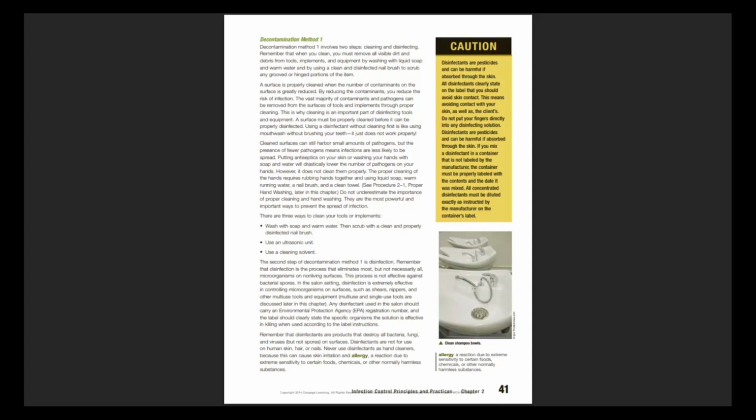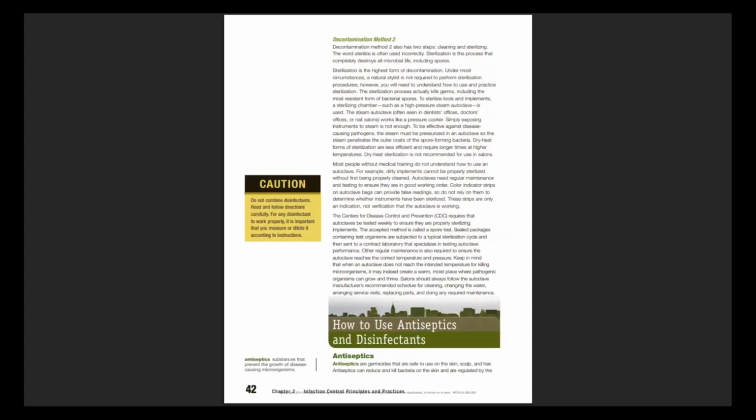Remember that disinfectants are products that destroy all bacteria, fungi, and viruses, but not spores, on surfaces. Disinfectants are not for use on human skin, hair, or nails. Never use disinfectants as hand cleaners because this can cause skin irritation and allergy, a reaction due to extreme sensitivity to certain foods, chemicals, and other normally harmless substances.